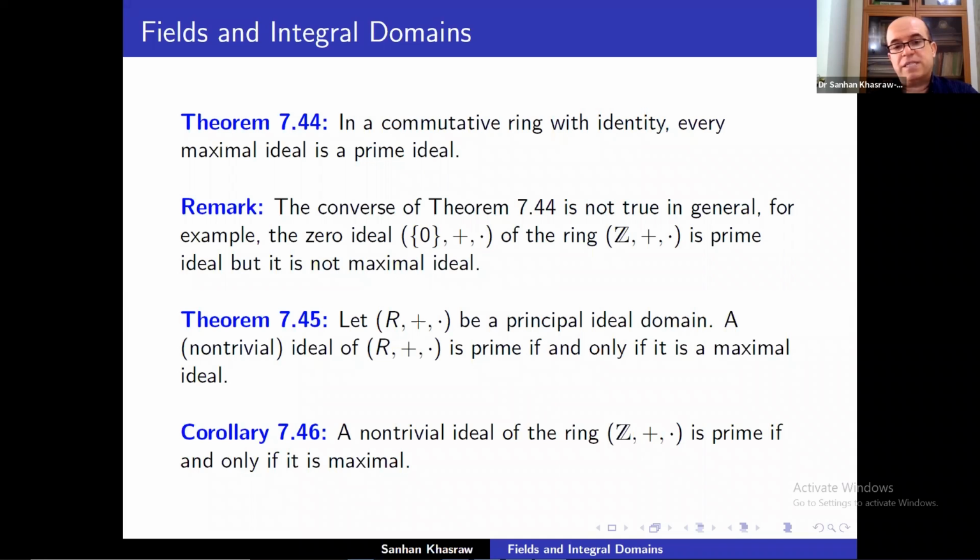As we mentioned before, Z is a principal ideal domain. So if I remove the zero ideal and say a non-trivial ideal, then it's prime if and only if it's maximal. As you see from the examples, the ideal generated by N is maximal if and only if N is prime. The ideal generated by N is prime if and only if N is prime. So you see, they are the same. If I remove the zero ideal, they are exactly the same.